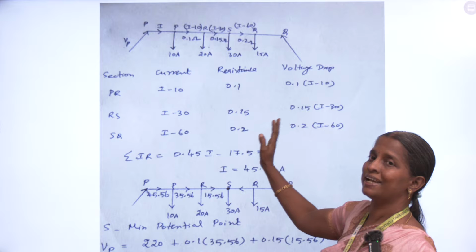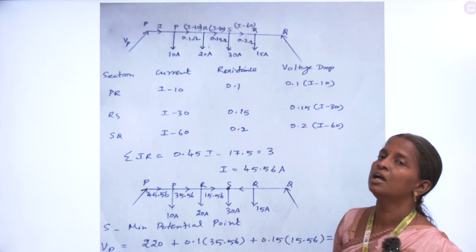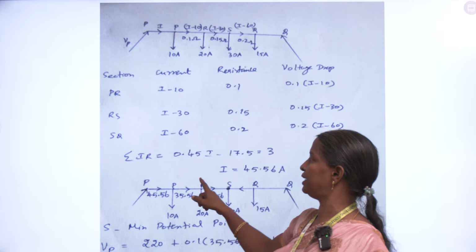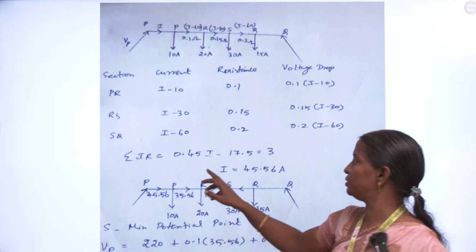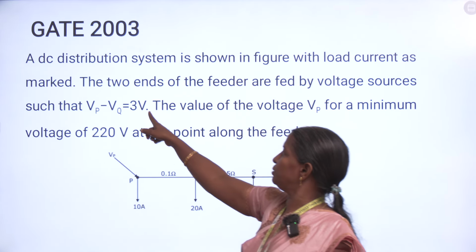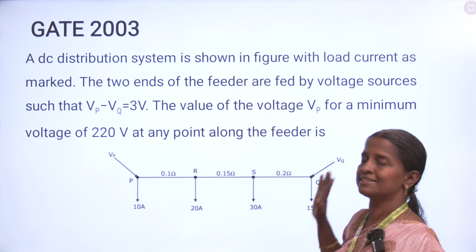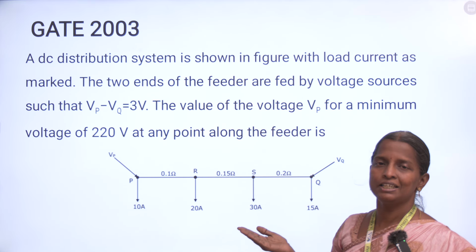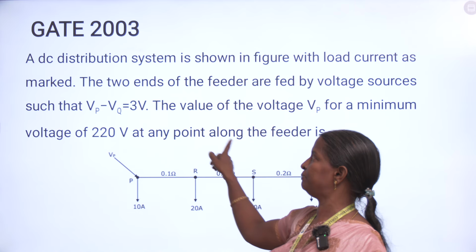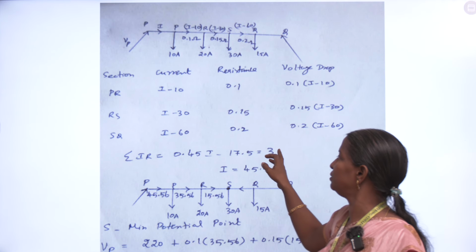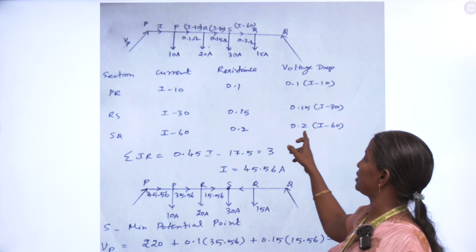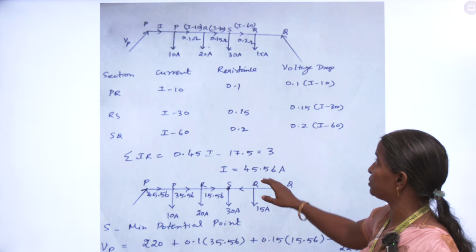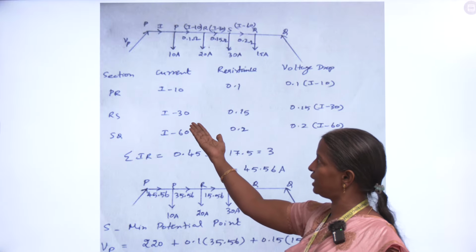Next, the voltage drop formula is I into R. This column into this column, I will get this. Sigma IR equals 0 if both the voltages are the same, because if it is fed from both ends the currents will be in opposite directions. But in this problem, Vp minus Vq equal to 3 volt is given. So sigma IR equals 3 here. Add all the voltage drops, equate it to 3 and find the current value. I am getting 45.56.